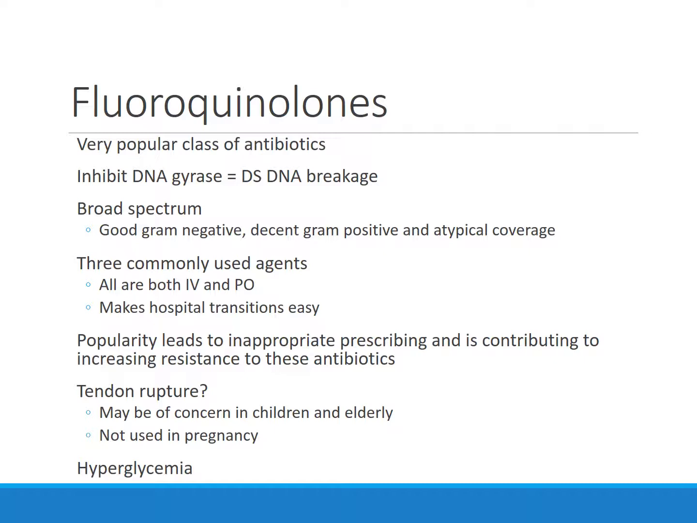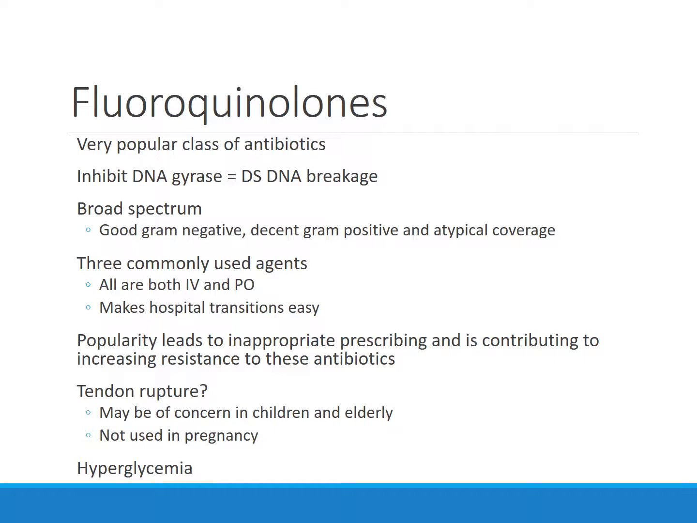They're pretty broad spectrum agents. Generally, they all have good gram-negative coverage, but they also have some pretty good gram-positive, and they cover atypicals. There's 3 commonly used agents. They're all IV and PO, so transitioning somebody from IV therapy is really easy. A couple of them are dosed once daily, too, which is nice. The popularity of these drugs has made them, I think, historically to be highly resistant in a lot of cases, unfortunately.